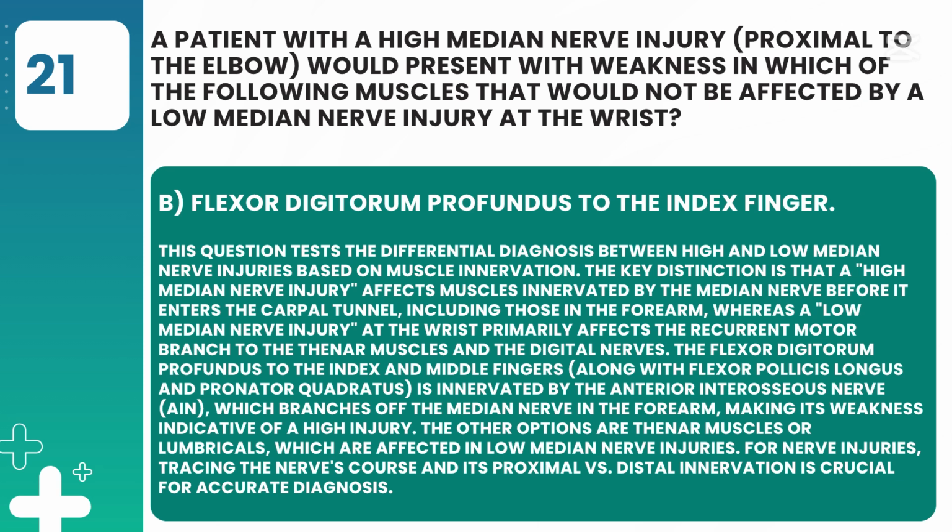The flexor digitorum profundus to the index and middle fingers, along with flexor pollicis longus and pronator quadratus, is innervated by the anterior interosseous nerve, AIN, which branches off the median nerve in the forearm, making its weakness indicative of a high injury. The other options are thenar muscles or lumbricals, which are affected in low median nerve injuries. For nerve injuries, tracing the nerve's course and its proximal versus distal innervation is crucial for accurate diagnosis.